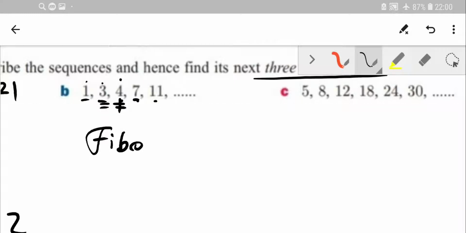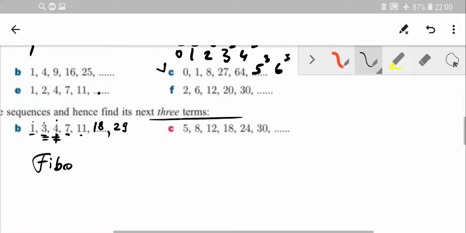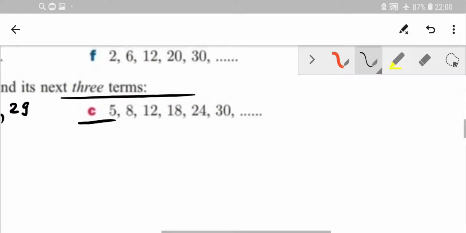So next two terms, let's work it out. 7 and 11, that's 18. So next one, 18 and 11, yeah, becomes 29. All right, that works. Oh, C, marked like super hard. Okay, that's definitely a star.